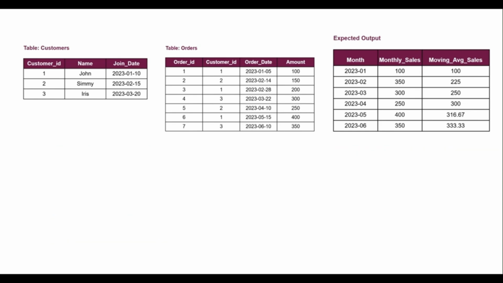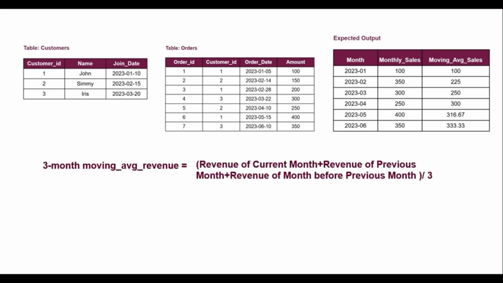So once we have calculated our monthly sales, let's move on to calculate the 3 months moving average. To calculate the 3 months moving average of sales revenue, we need to consider the current month revenue and the revenue of the two preceding months. So the 3-month moving average for a given month will be calculated as follows: revenue of current month plus revenue of previous month plus the revenue of the month before the previous month, divided by 3, since we want to compute the average.